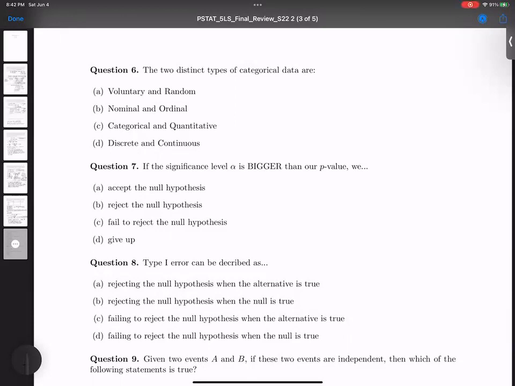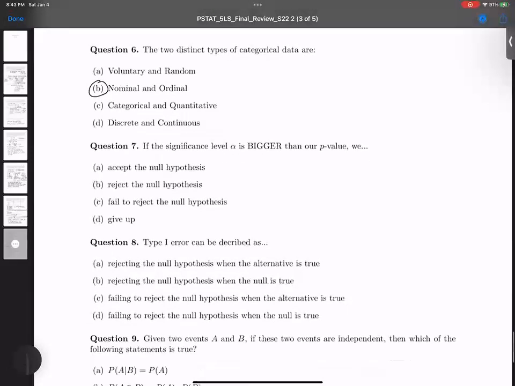So for question 6, the 2 distinct types of categorical data are what? We have voluntary and random, nominal and ordinal, categorical and quantitative, and discrete and continuous. What is your guess? Yes, it looks like everyone is putting B, and that is correct. So nominal and ordinal data.